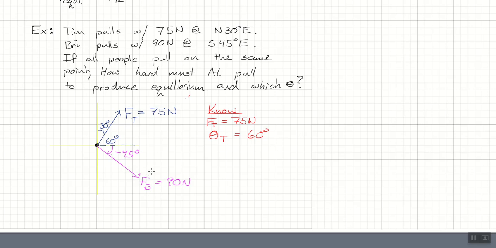All right. Give me the same stuff for Bree. I'm going to let you write it first since you already have it. If you want to work ahead, you can, if you're confident with where you're going. Bree's force, I think, is 90 newtons, and theta sub Bree is negative 45 degrees. The negative is going to be super duper important. Do not lose it along the way. Cool. Well, what are we trying to find?